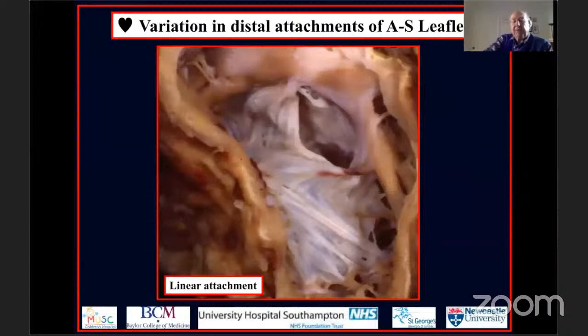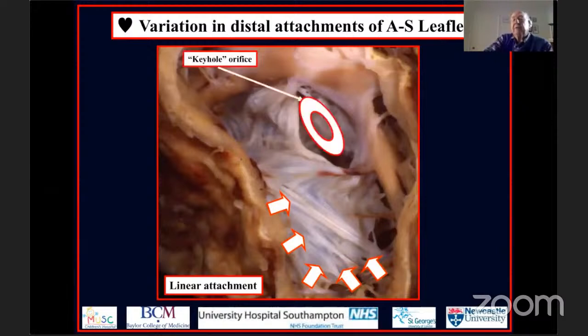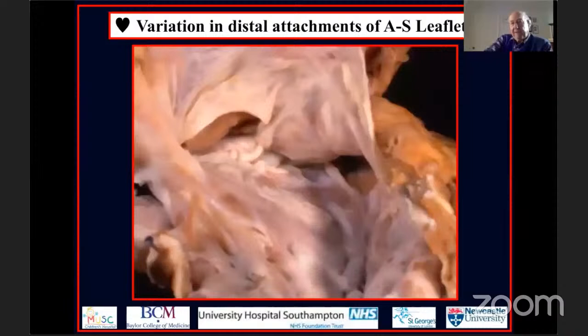So here is the next stage of that spectrum. And now, as in the heart of Joseph Pressure, there is linear attachment of the conjoined anterosuperior and inferior leaflets. And this is at the apex of the right ventricle, separating the right ventricle into the atrialized inlet and the functional right ventricle, which is made up of the apical trabecular and the outlet component. And now in this heart, you see how the keyhole orifice is between the margin of the conjoined anterosuperior leaflet and the remnant of the septal leaflet.